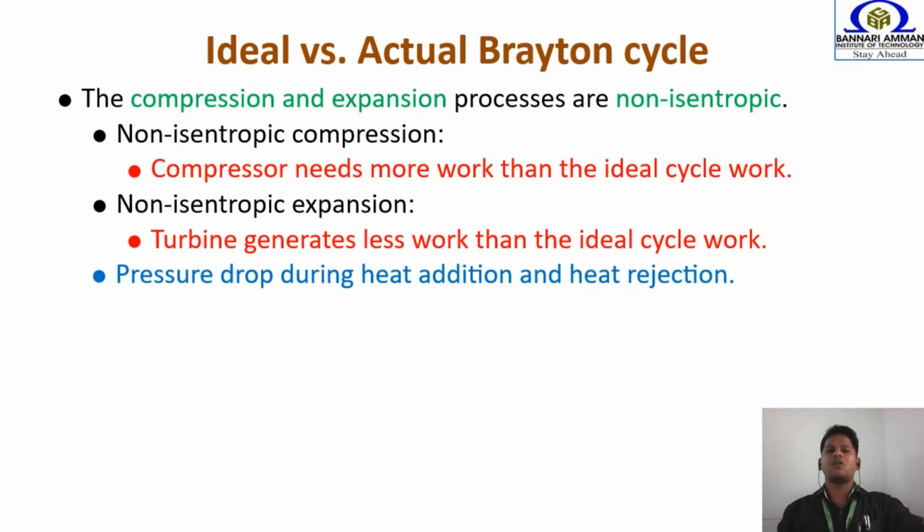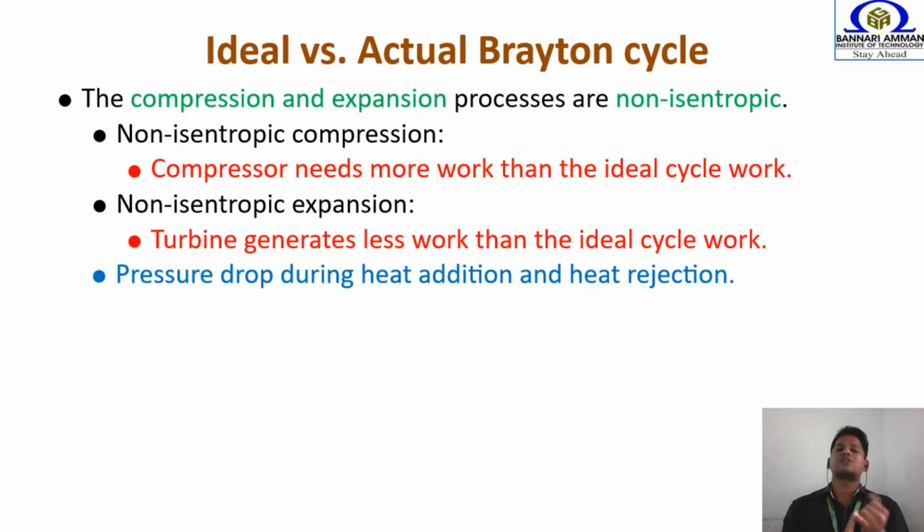If all four thermodynamic processes are not isentropic processes, then it is called actual Brayton cycle. The interesting fact is that all the practical Brayton cycles, all the practical gas turbine cycles that we have in practice, are actual Brayton cycles, not ideal Brayton cycles.